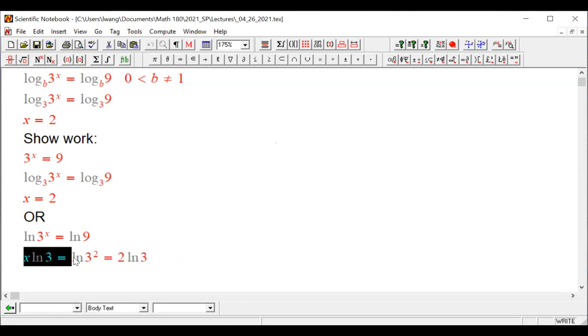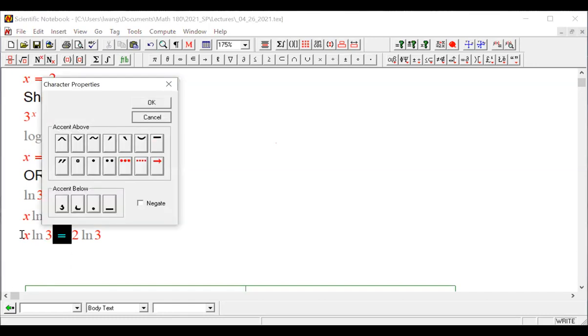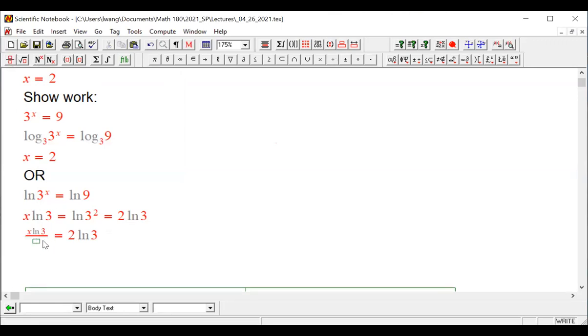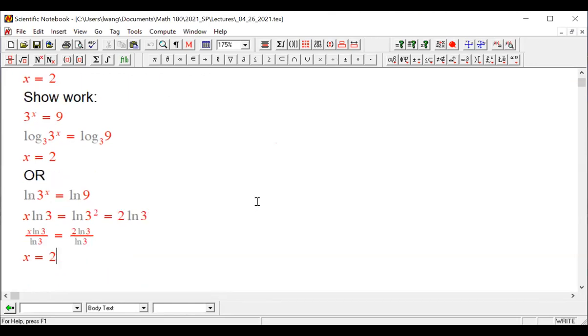So if I divide both sides, in this situation we must treat ln three as a single number. Ln three is one number. You cannot separate it into ln and three. These two must be together. So if I divide both sides by ln three, there we go, we get x equals 2 as well. In fact, you can choose any base and you will get the same answer. No problem. So this is the third method.